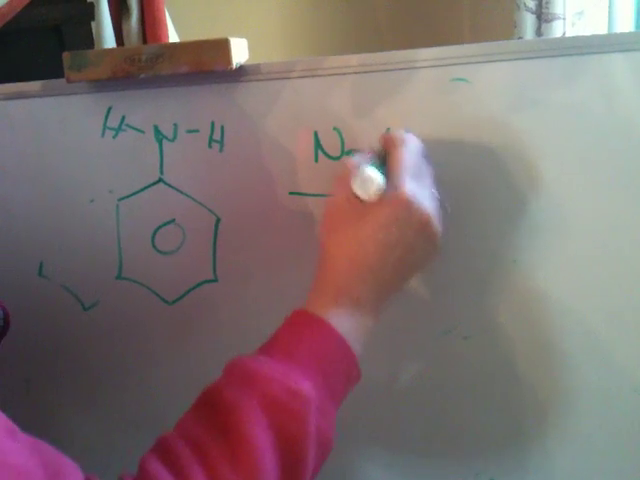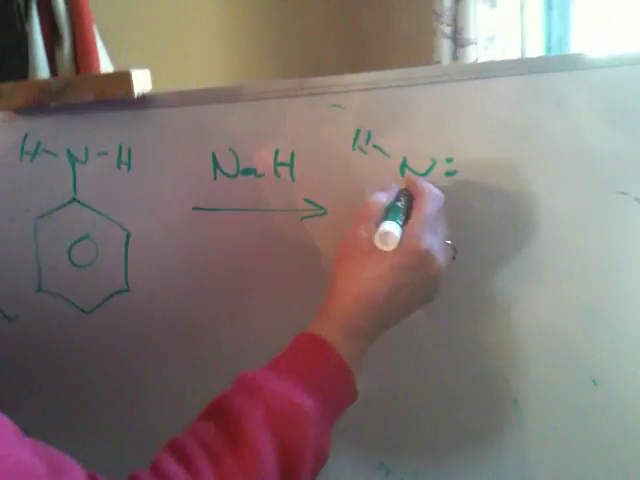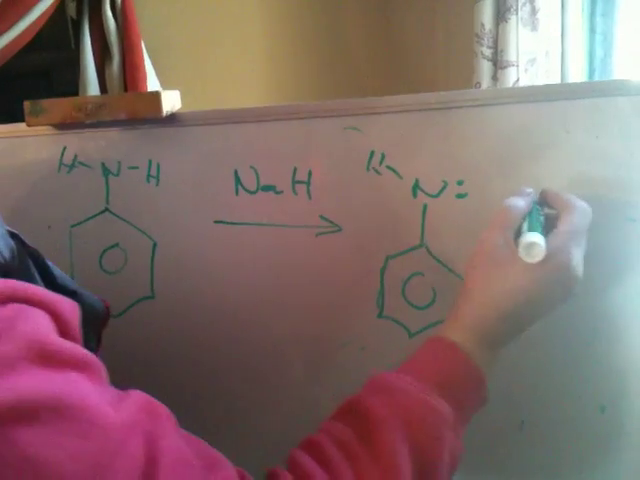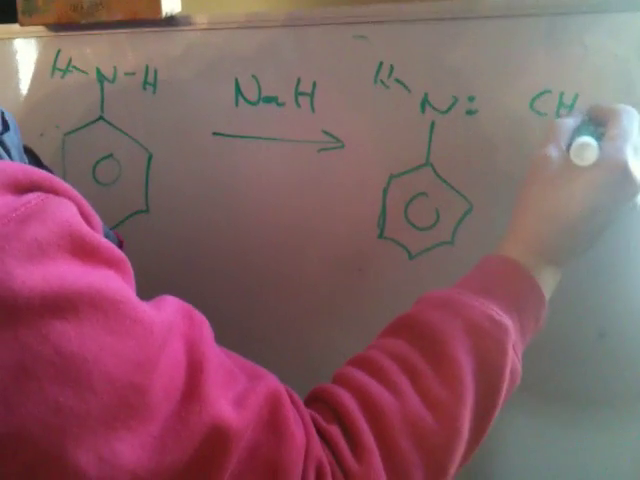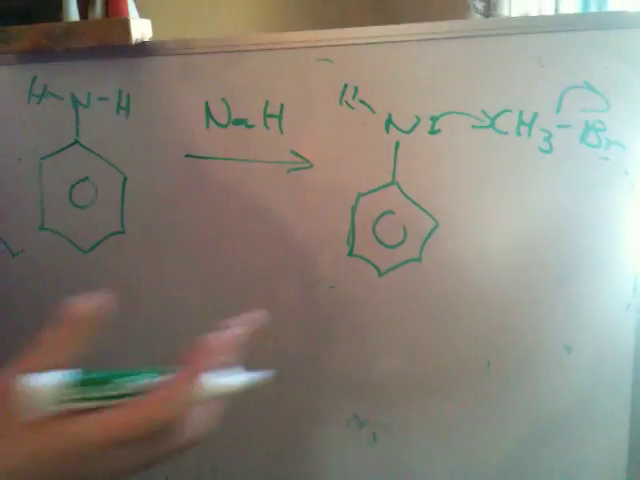So for example, I could add sodium hydride. If I did, I would get this anion. And it's a resonance stabilized anion, but it's still reactive. And then what I'd want to do is react it with this bromide, like so. What reaction is that? SN2.